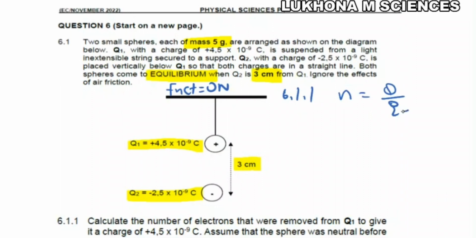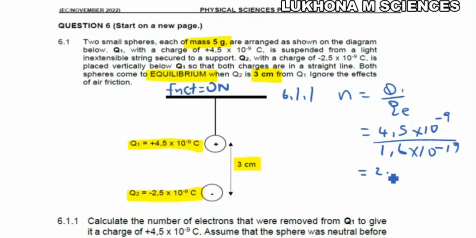That is Q1 in this case. Q1 is 4,5 times 10 to the power negative 9 divided by Qe. Qe is negative, but since this one is positive, we write positive 1,6 times 10 to the power negative 19. Then the number of electrons, the calculator says 2,8 times 10 to the power 10 electrons. Then we're done with this one.